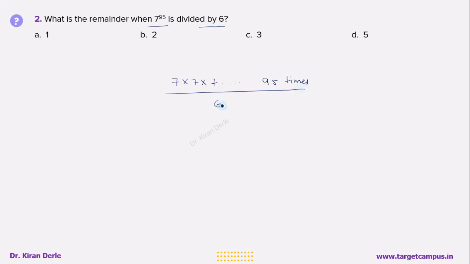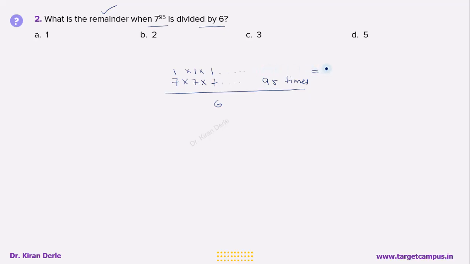Divided by 6. Now keep this in mind: if you want the remainder, you can simply get the remainder of these individual terms and then apply whatever the mathematical operator is. It can be plus, minus, division, whatever. So if you divide 7 by 6, your remainder is 1. 7 by 6, remainder is 1. So 1 multiplied 95 times is your net remainder.